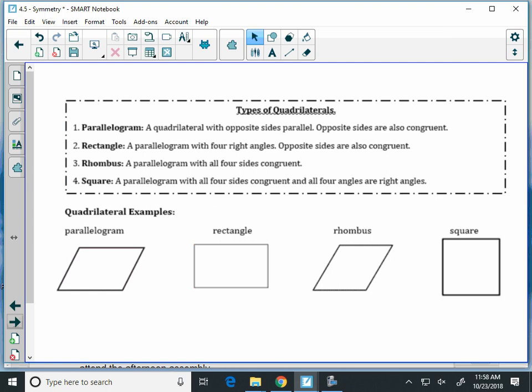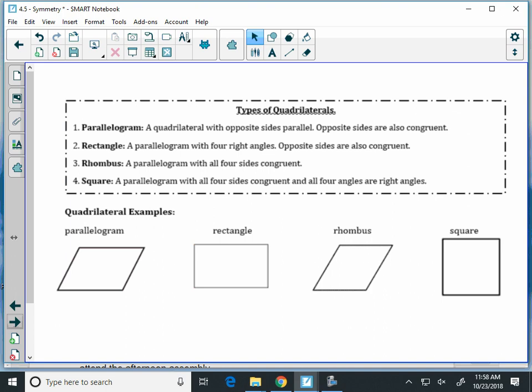Okay. Moving to the next page, we're now going to talk about symmetry of different types of quadrilaterals. There's lots more about parallelograms, rectangles, and squares, but we're just going to briefly talk about their main definitions and what's special about them to help us understand the symmetry of these figures.